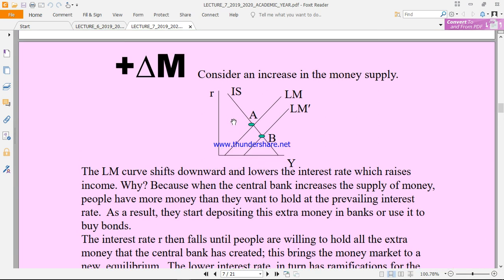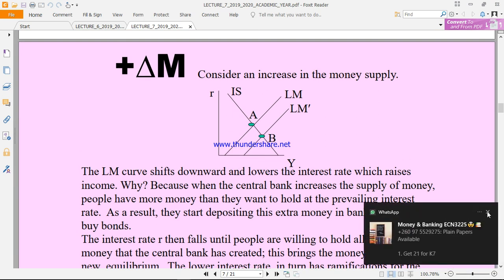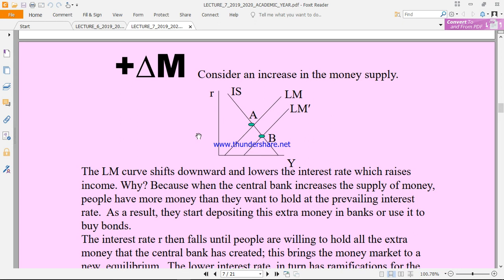All right, so then the question is, must we increase money supply or not? Let's say there's an increase in money supply. Consider an increase in money supply and understand that from the money market side, we expect the LM curve to shift to the right.